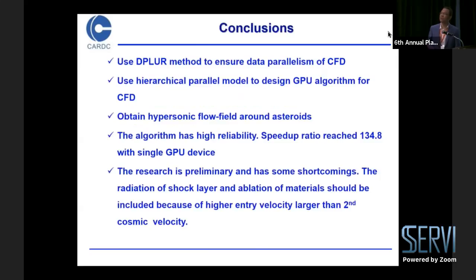Conclusions. In this paper, we use the DP-LUR implicit method to ensure data-independent parallelism of CFD. We use a hierarchical parallel model to design the GPU algorithm for CFD. We obtain the hypersonic flow field around an asteroid with a 1 meter radius and a velocity of 20 kilometers per second. The algorithm has high reliability. The speed up ratio reached 164.8 with a single GPU device.